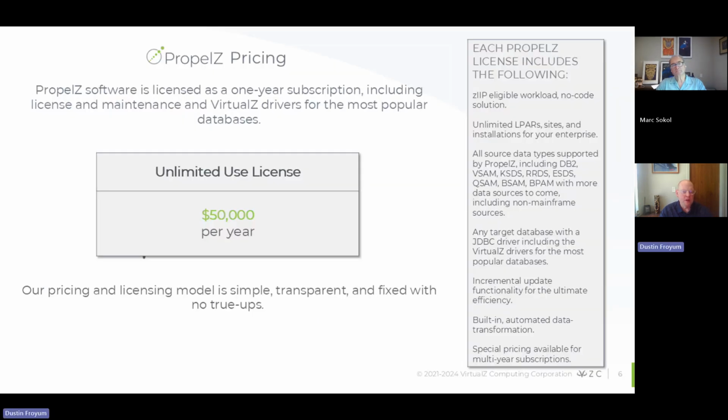So PropelZ is $50,000 per year, no data limits, no installation limits, no MIPS, no LPARs, nothing. It is $50,000 for the customer enterprise per year, and that comes with, like I said, the 5 package drivers that we talked about before. Again, we can offer additional drivers for a small uplift. It's really our cost to test those and certify them and add them to our offering. So typically $5,000 to $15,000, depending on what it is. There's some interesting implementations of JDBC out there, so I'll just point that out, but we have solutions for those and can help.